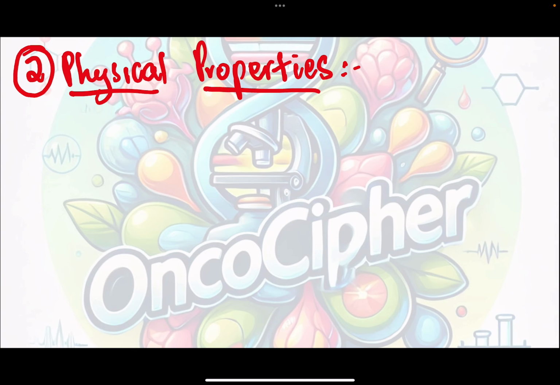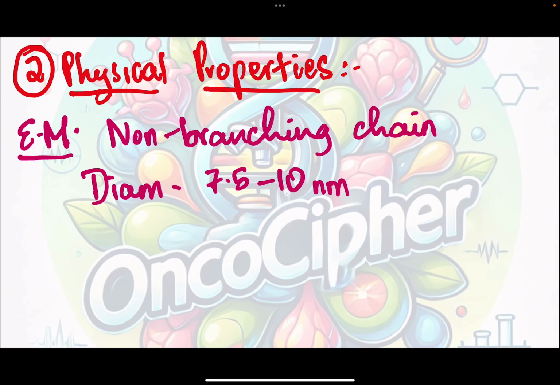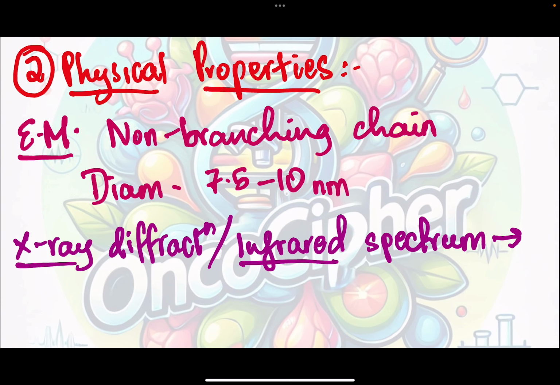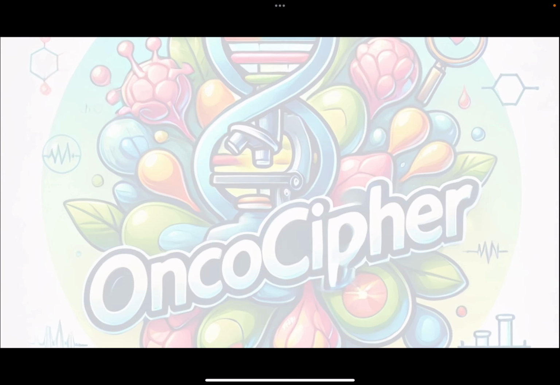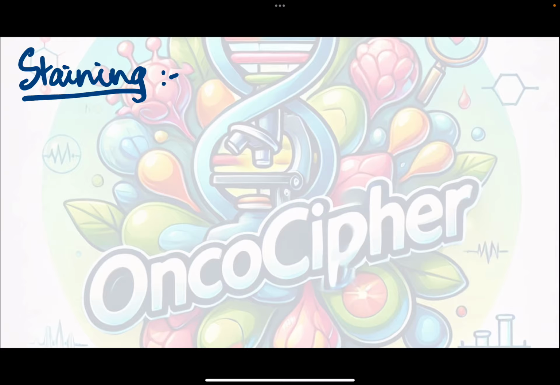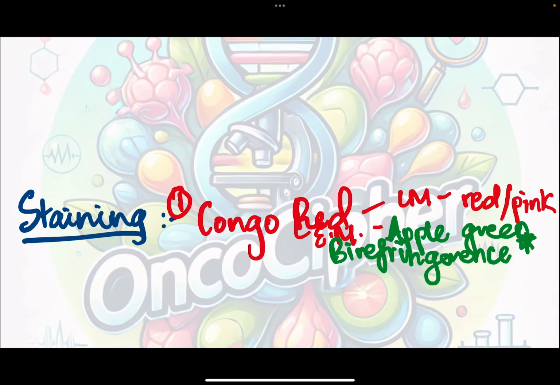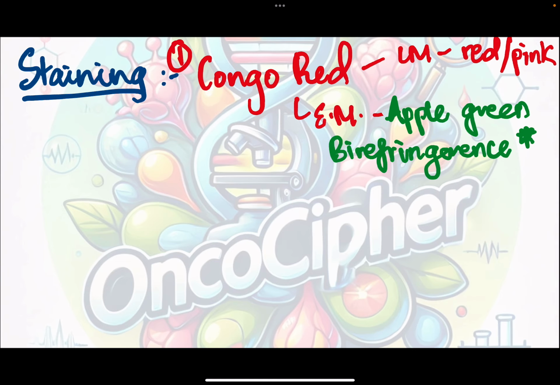Next, we have the physical properties. Now, under electron microscopy, it is a continuous non-branching chain of diameter 7.5 to 10 nanometers. And under X-ray diffraction or infrared spectrum, it appears as a beta pleated sheet which forms the basis of Congo red stain. Talking about the staining of amyloidosis, which is very frequently asked, the most important stain is Congo red.